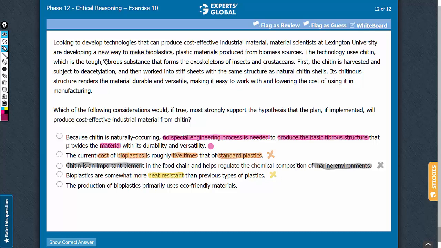Answer choice E. The argument is concerned with a new way of making bioplastics, whereas this answer choice talks about the production of bioplastics being eco-friendly. So in other words, this answer choice talks about the environmental benefits of bioplastics and is just additional information and has no bearing on the argument. So let's eliminate this answer choice. A is the correct answer choice.